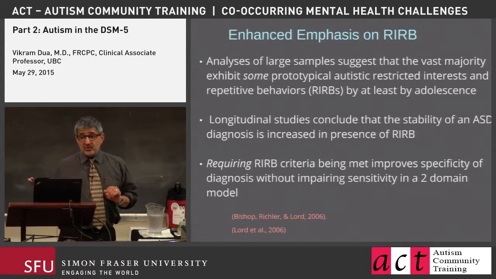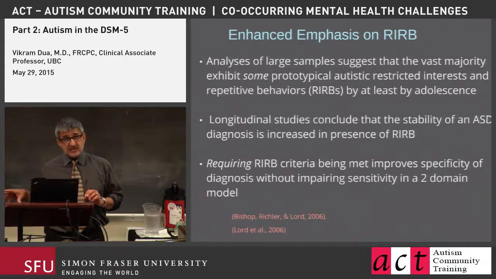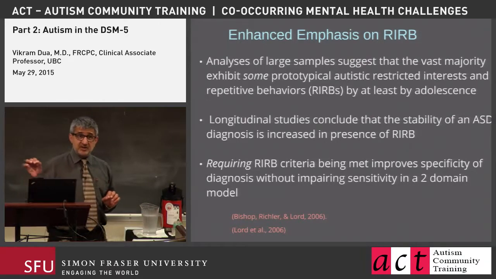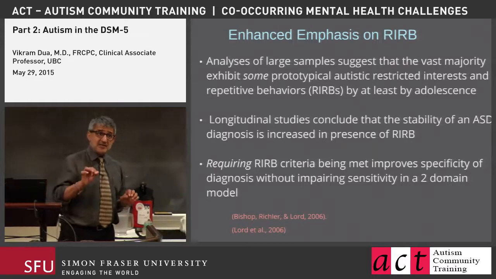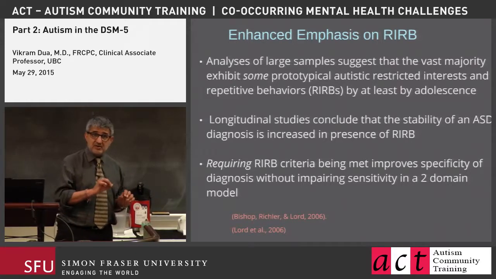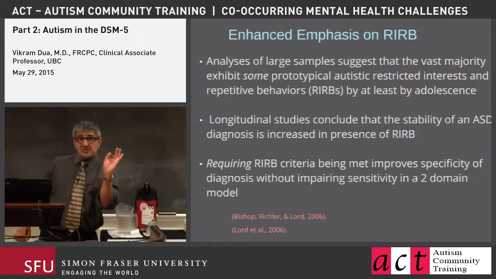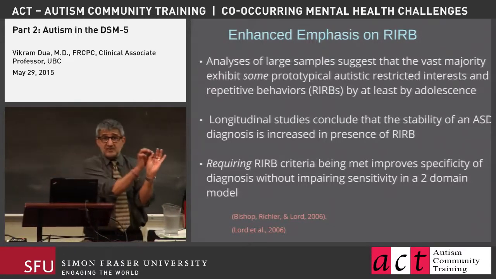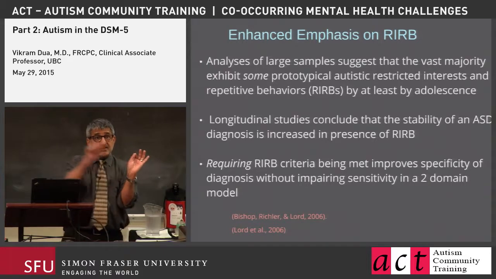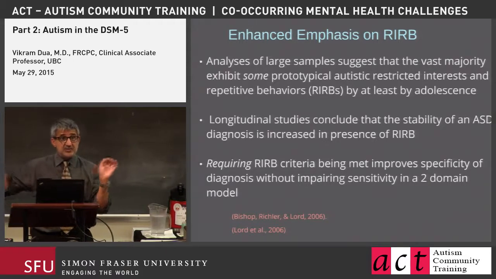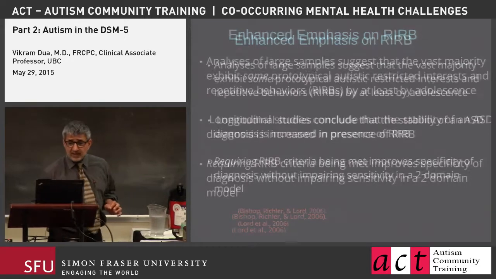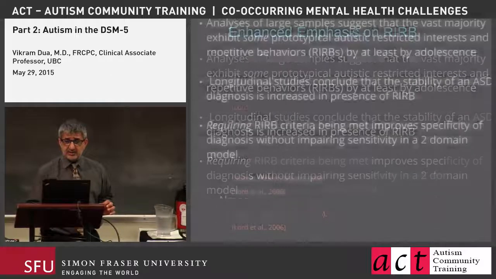As well, we understand that the stability of the diagnosis, if you identify it early, is much greater. Meaning that in the absence of a restricted interest or repetitive behavior, the stability of a diagnosis made at age 3 is not so great. But if you see evidence of those behaviors at age 3, then it's much more likely at age 8 or 9 that this same child is going to still be identified with autism. And so now we'll go back to this slide here.